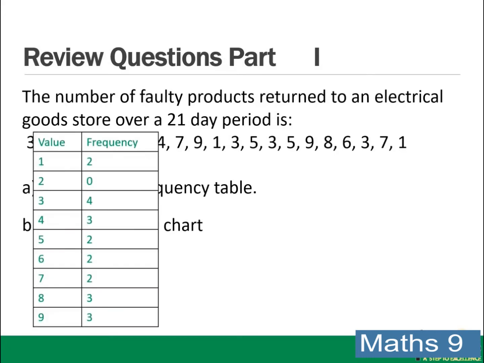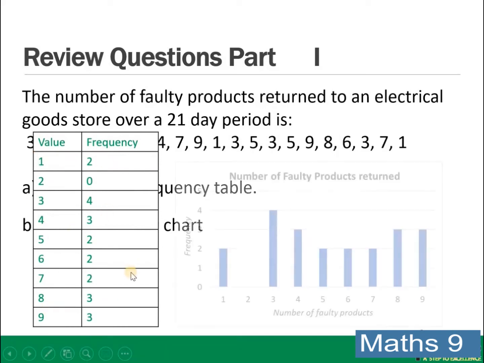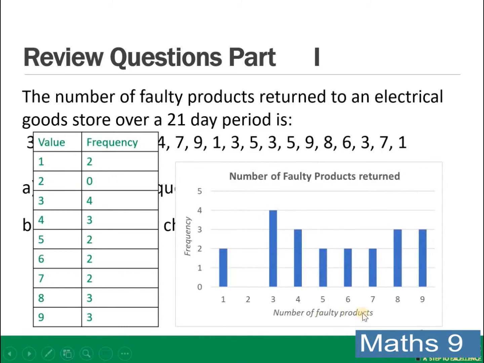Here's the answer. This is the frequency table. It shows the different values and shows the frequencies here. And the bar chart should look like this. The number of faulty products is here and the frequency is here, and each bar shows how many times that many products were returned.